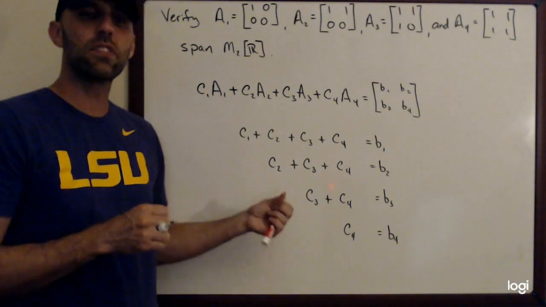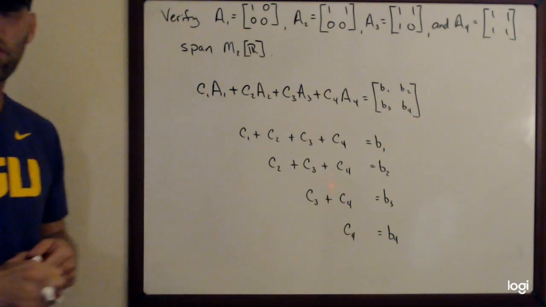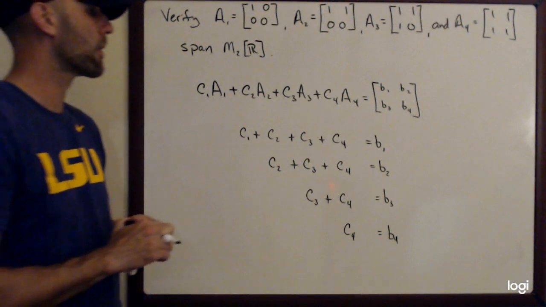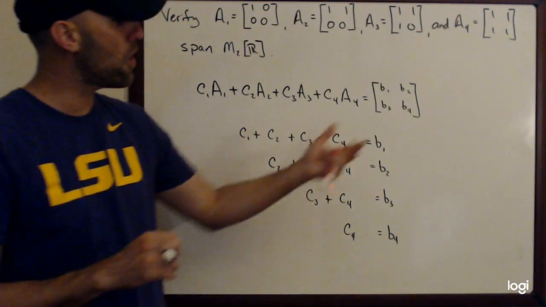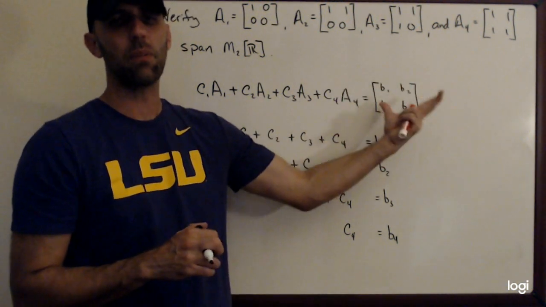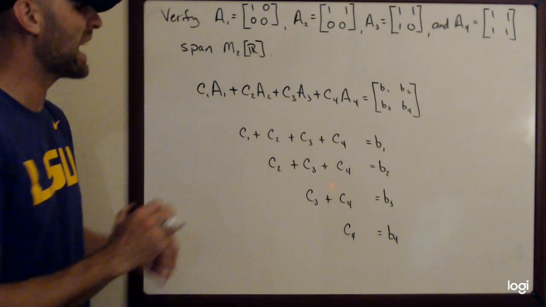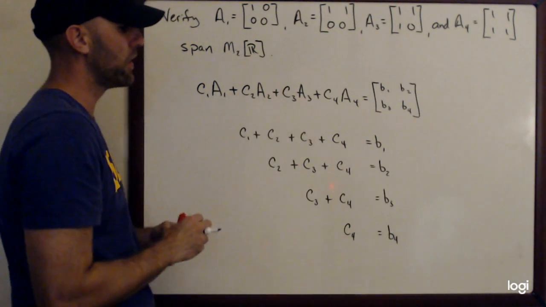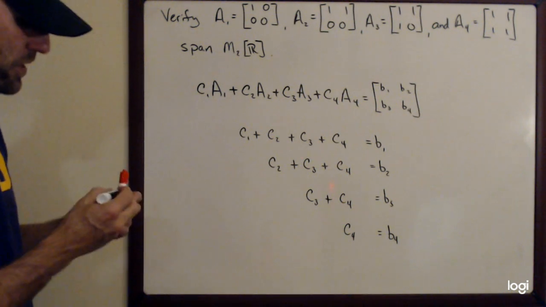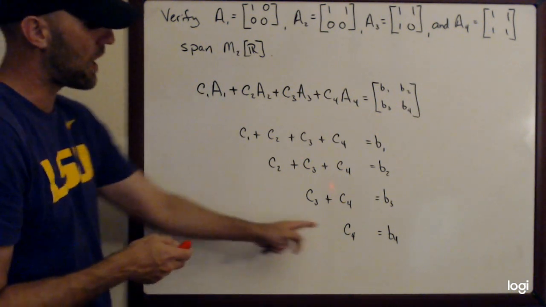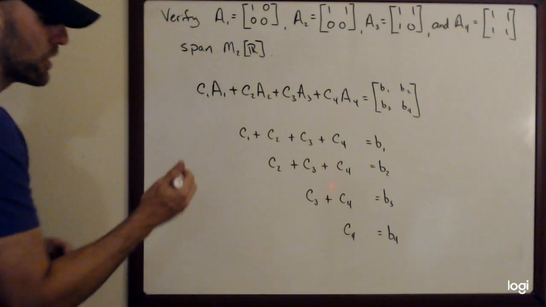Does this always have a solution? That's what we're looking for. We want to make sure that there's no matrix here, no collection B1, B2, B3, B4, that I can't create with these arbitrary coefficients. And it turns out, no, we can figure this out by some back substitution.